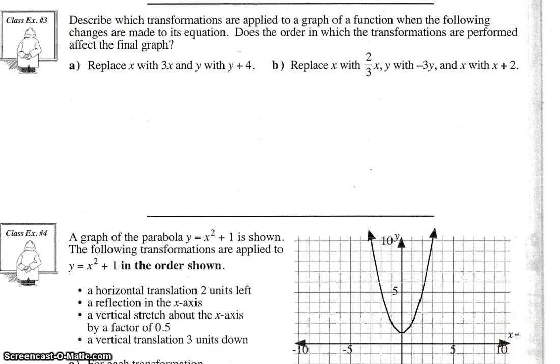Okay, example 3. Describe which transformations are applied to the graph of a function when the following changes are made to the equation. Does the order in which the transformations are performed affect the final graph? Okay, so we have to describe the transformation. So we replace x with 3x.